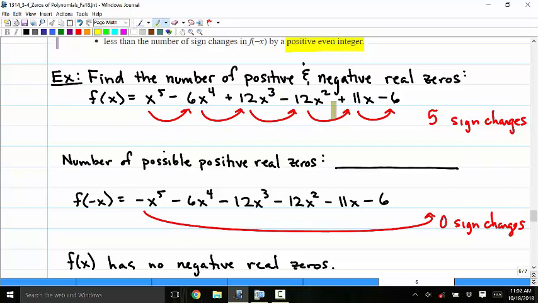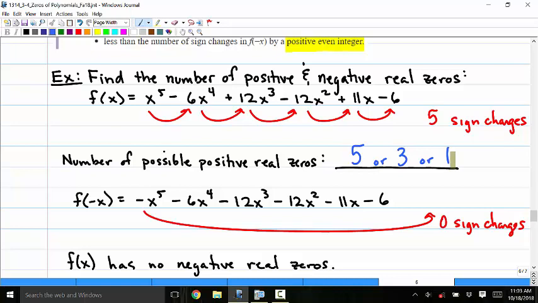So how many times did it change signs from positive to negative? It changed signs 5 times. So the number of possible positive real zeros will either be 5, or it could be 3, or it could be 1, because it had to decrease by a positive even integer, correct?